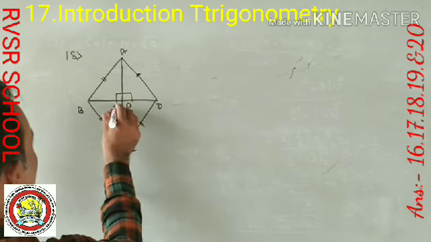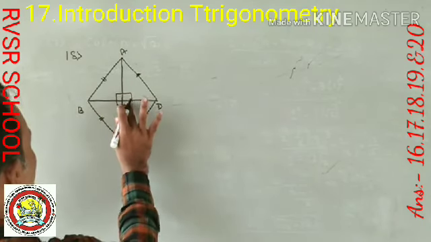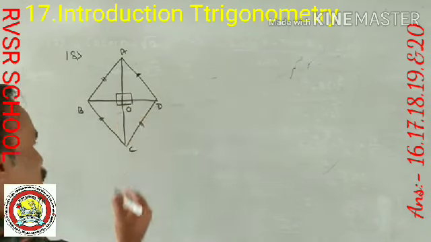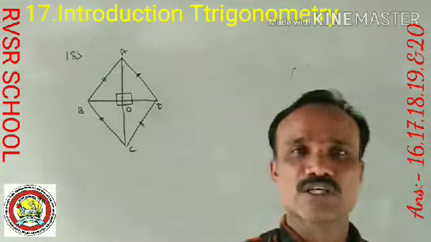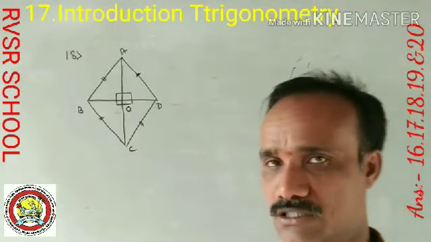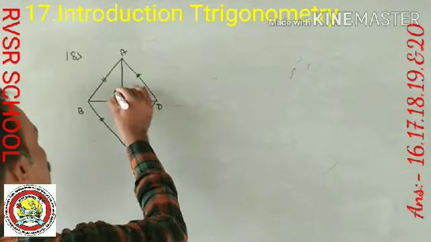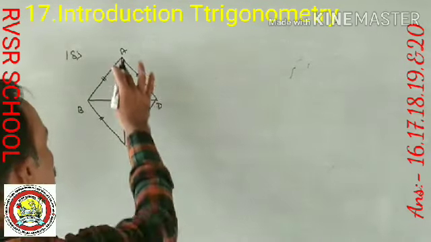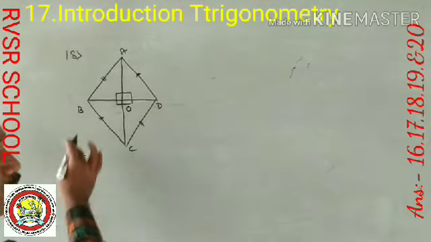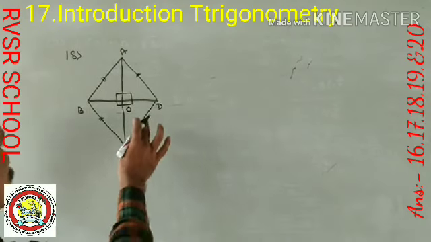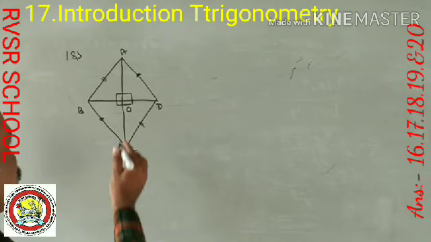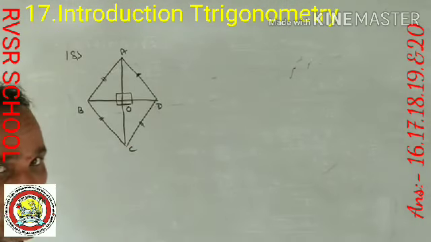Why? Because the diagonals of a rhombus bisect each other perpendicularly, or at right angles. So here also 90 degrees, here also 90 degrees. The marks represent angle AOD 90 degrees, AOB 90 degrees, BOC 90 degrees, and finally COD is also 90 degrees. And another very important thing, the diagonals bisect each other.